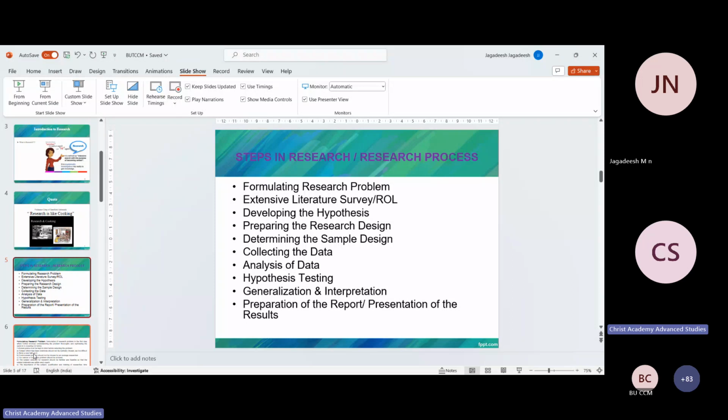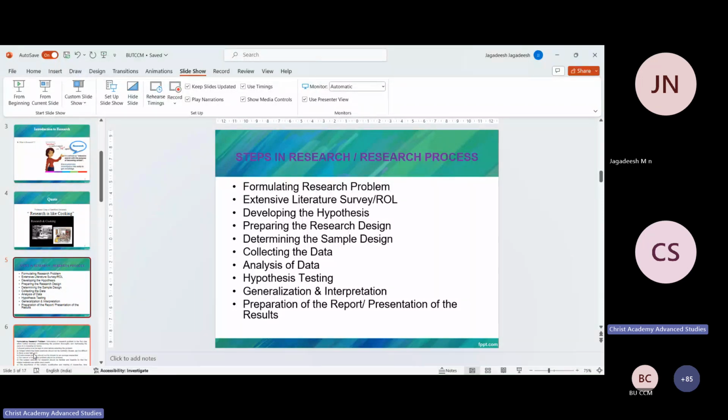So everyone thinks research is rocket science. Nothing like that. When you understand it, it is one of the easiest processes, but a deep interest and understanding is required. Here, whatever you are seeing on the screen, these are the 10 steps in the research process.